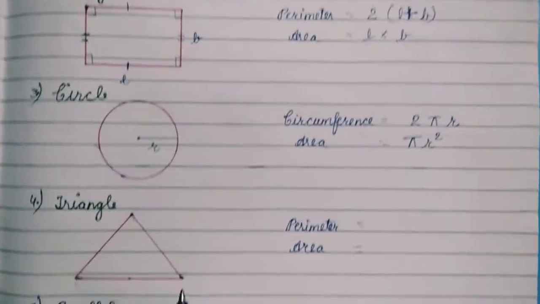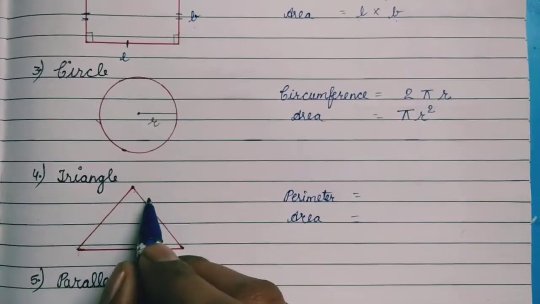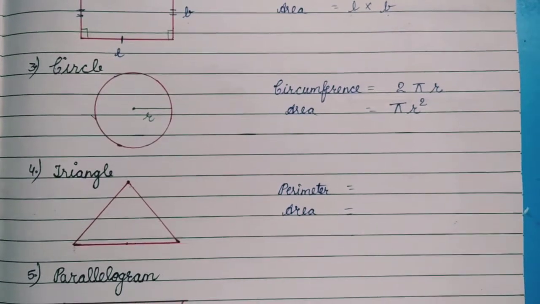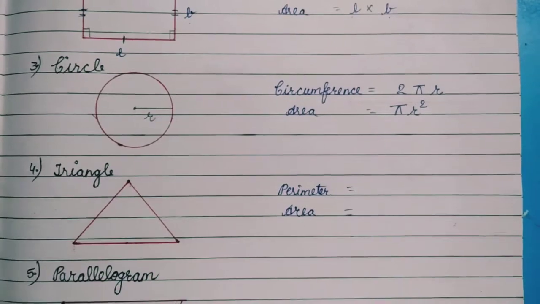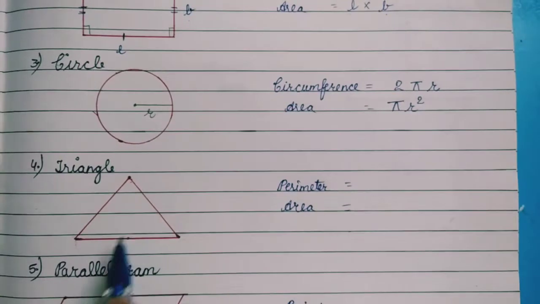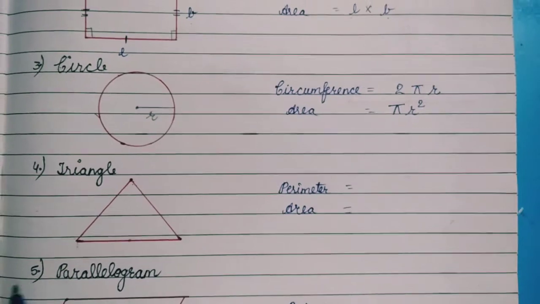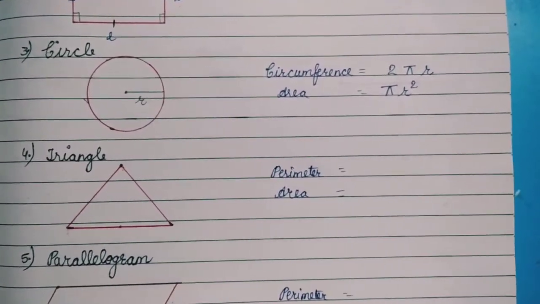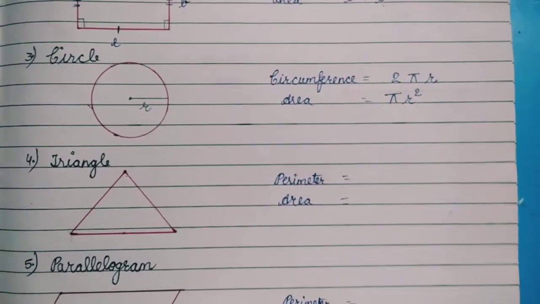Now the fourth figure we have is the triangle. A triangle is a figure which has 3 sides. We have 3 kinds of triangle. First one is scalene, second one is isosceles, and third one is equilateral. A scalene triangle has all 3 sides unequal. In an isosceles triangle, 2 sides are equal to each other, and in an equilateral triangle, all sides are equal to each other.